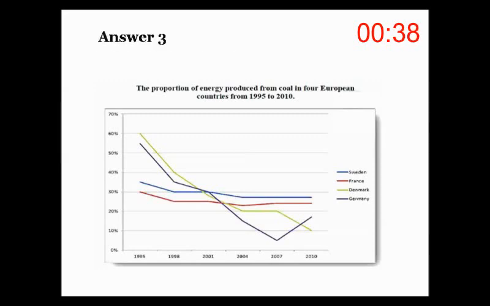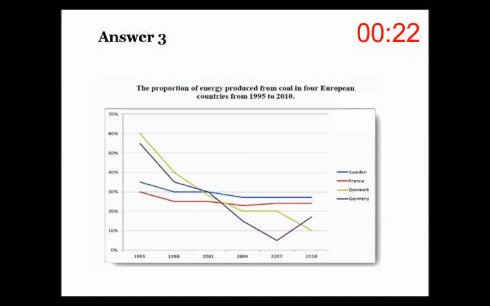This line chart shows information about the proportion of energy produced from coal in four European countries from 1995 to 2010. To begin with, we can see that there are four categories in comparison, which are Sweden, France, Denmark, and Germany. According to the graph, the highest number goes to Denmark in 1995 at 60%.